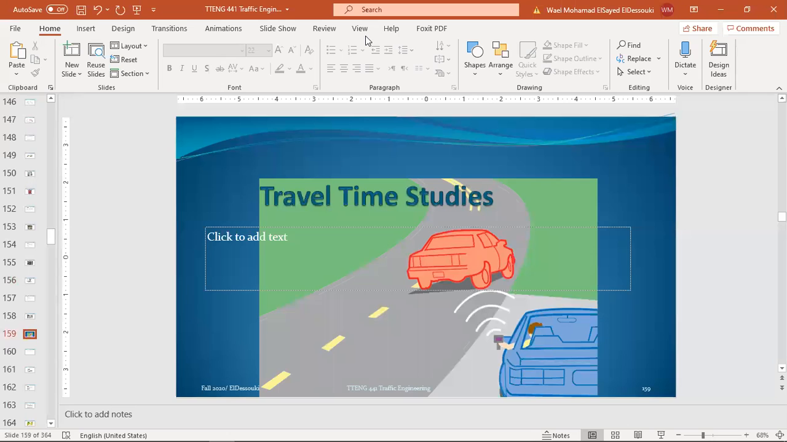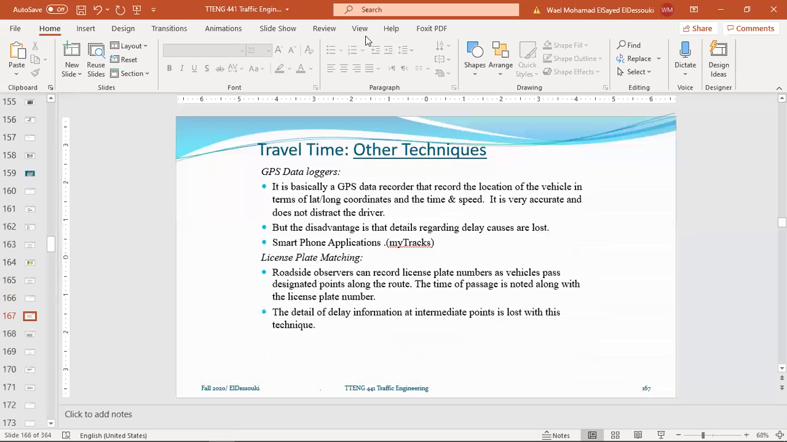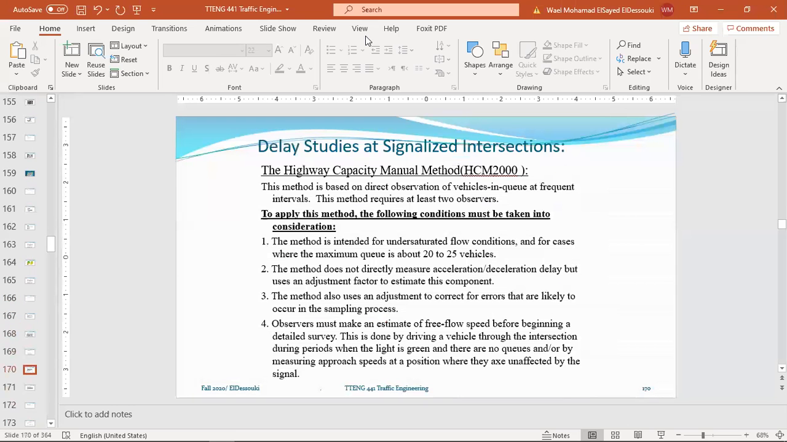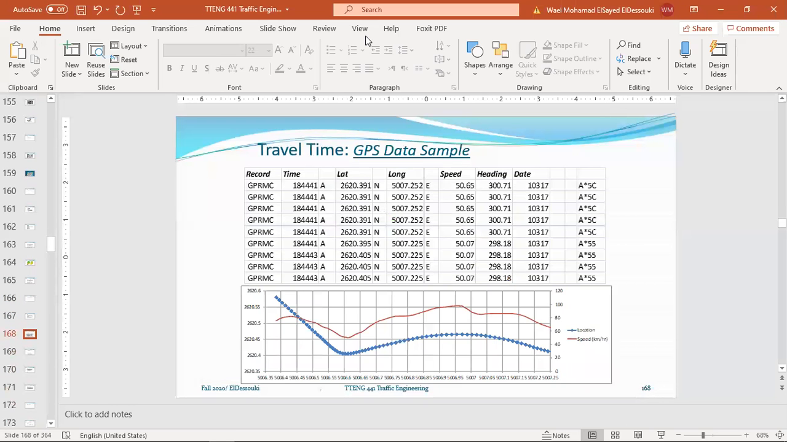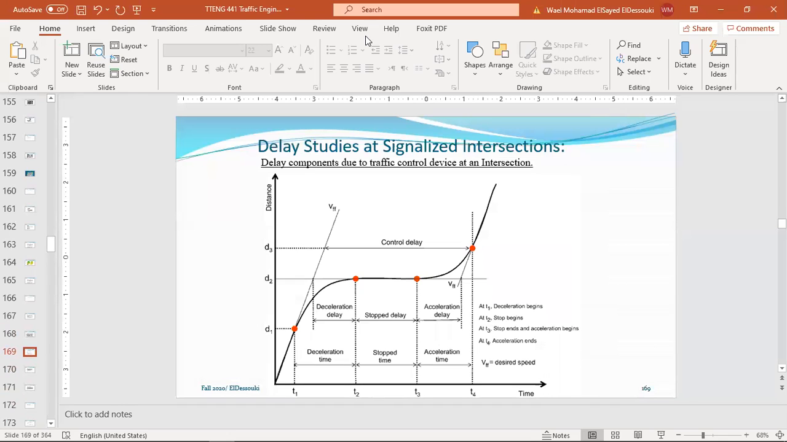Okay, travel time studies. We are not going to discuss this one here now. Then we have the delay study. Okay, we discussed this in the lab.